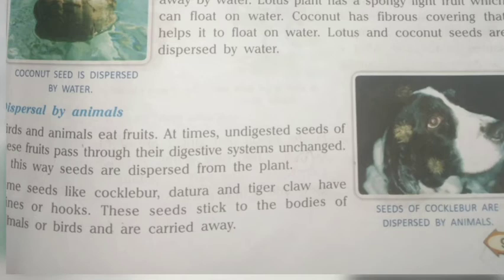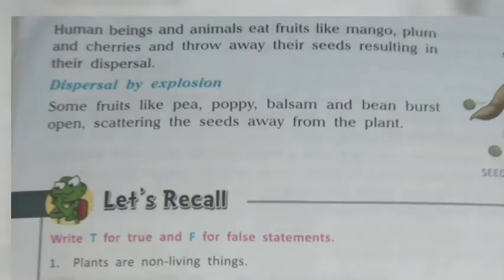Some seeds like cockleburr, datura, and tiger claw have spines or hooks. These seeds stick to the bodies of animals or birds, and those animals or birds carry the seeds away from the mother plant. Human beings also disperse the seeds.